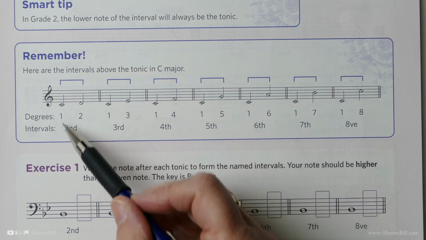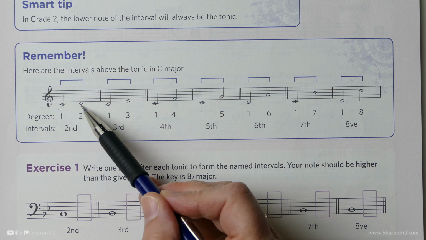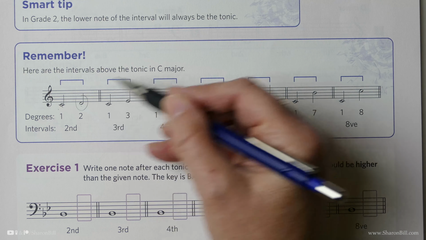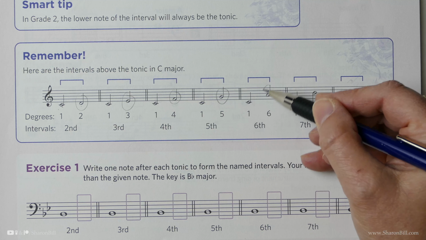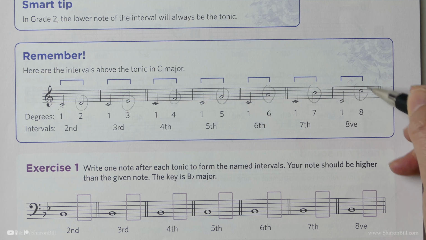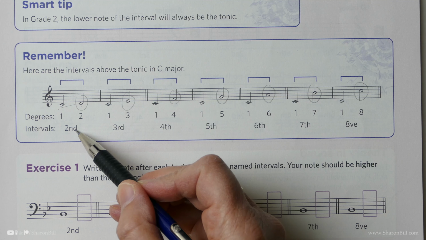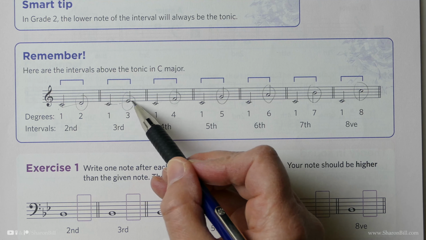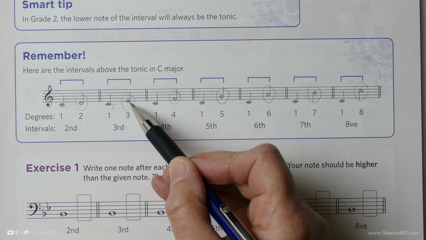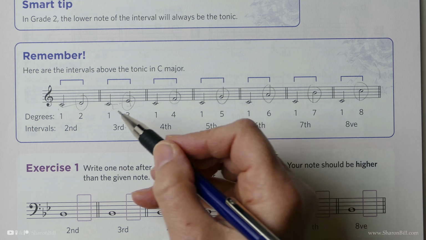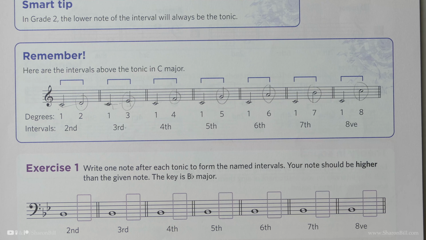And so we can see in C major, here are the degrees. 1. So here's step 2, step 3, step 4, 5, 6, 7, 8. And so from 1 to 2 is a second. We've gone 1, 2, 3, step 1, 2, 3. That's a third. We're counting the distance between the notes. The only way you can go wrong is if you forget to count note 1.